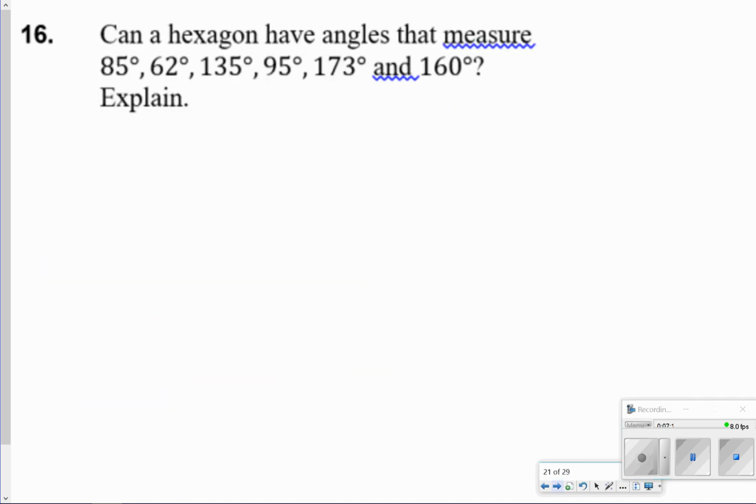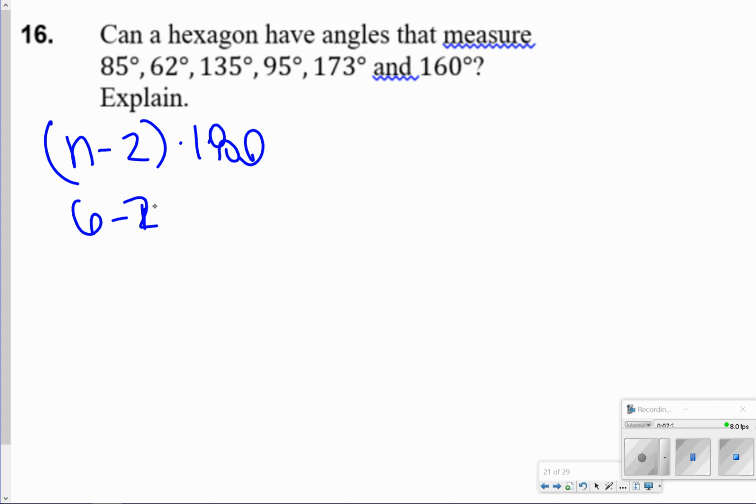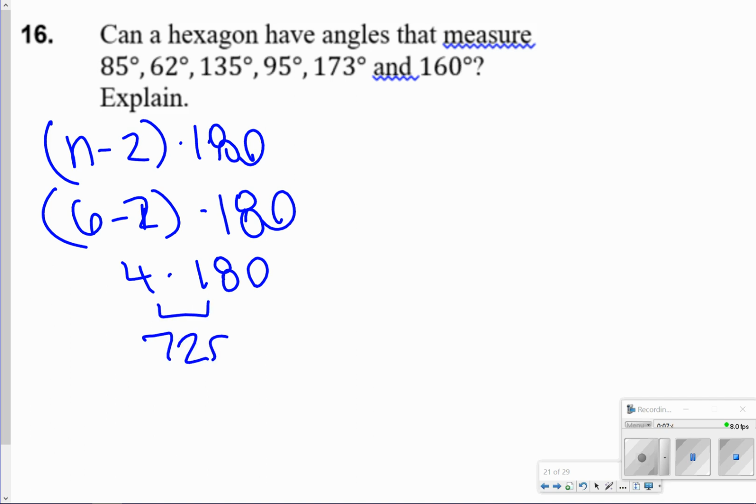Number 16 says, can a hexagon have angles that measure 85 degrees, 62, 135, 95, 173, and 160? Well, the first thing you need to know is how many degrees a hexagon should have. Remember how we do that is we find the number of sides minus 2 and then times it by 180. So I know a hexagon has 6 sides, so I'm doing 6 minus 2 times 180. That's going to be 4 times 180, which is equal to 720. So if this were a hexagon, all of these need to add up to give me 720.